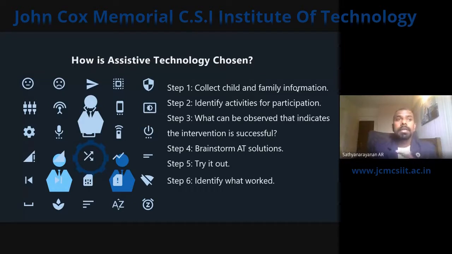So in these various activities, how the kid responds is what they observe. Then what can be observed that indicates the intervention is successful? Okay, so for example, intervention means therapy. How to train a kid to learn a specific task, that's called therapy or intervention. So it can be observed whether the intervention is successful.